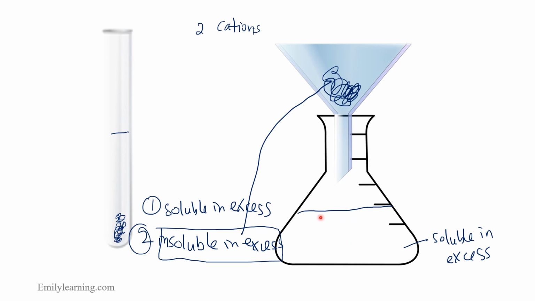So when you add excess of the acid, it is basically an acid-base reaction. If the salt form is soluble in water, then it will dissolve in excess acid. If the salt form is not soluble in water, then it will not dissolve in excess acid. All right, so I hope you understand this concept of testing for two cations, because it's quite a common type of test that you will see in the paper for qualitative analysis.